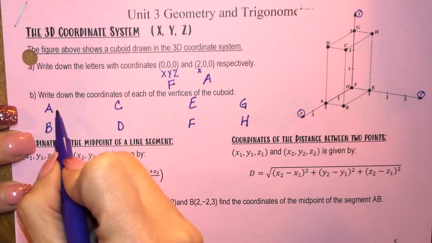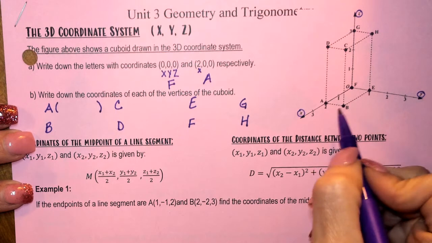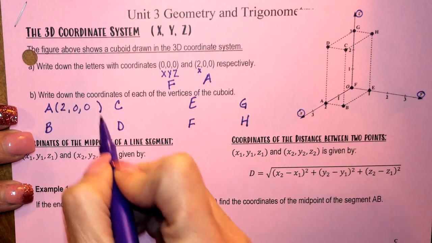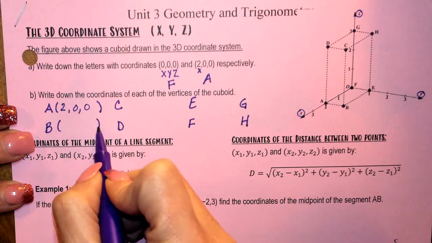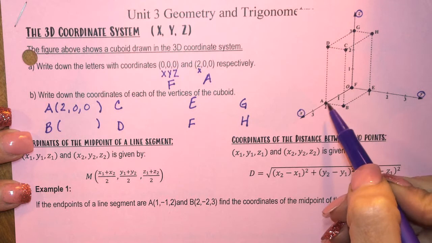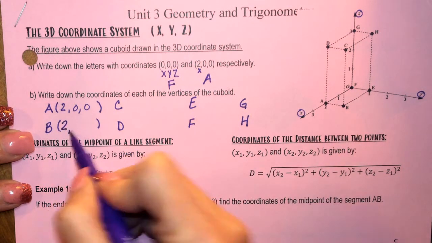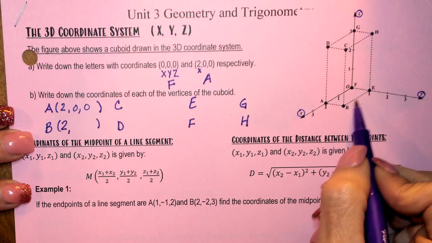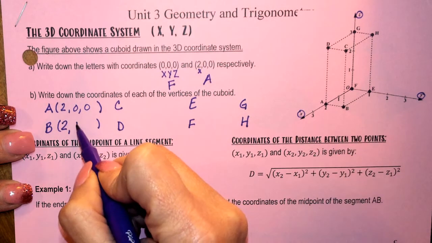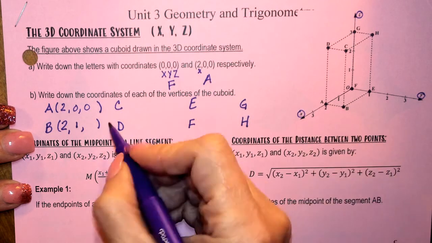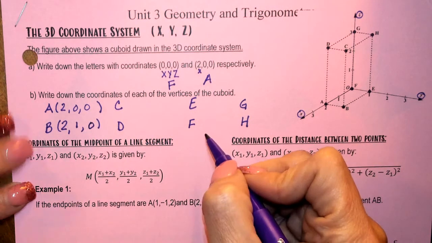Okay, so let's look at the coordinate A. Well, we already did A. A was you came out 2, and then you didn't move again. Let's look at B. So B, remember you're always x first, so you're going to go 2 on the x, and then you're going to go over 1 on the y. And then I'm not going up any, am I? I'm just staying right here. So that means my z is 0.